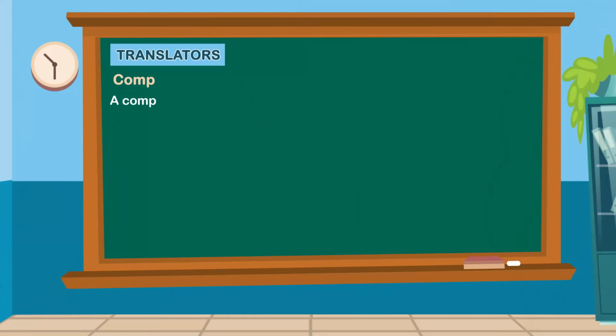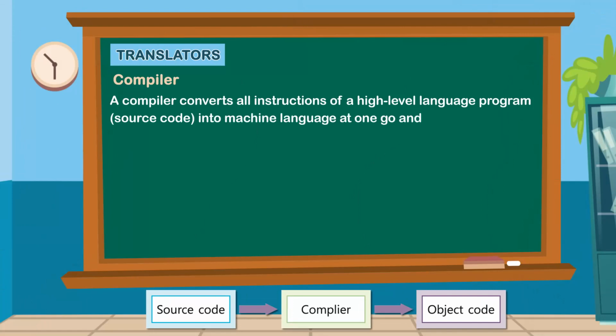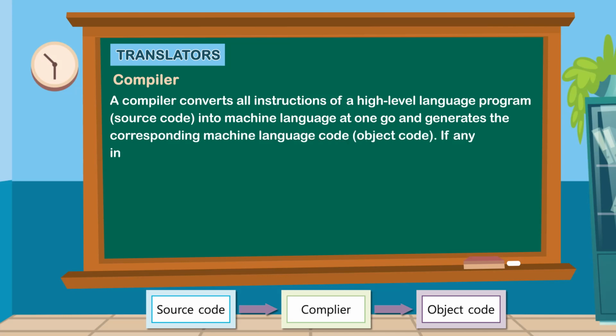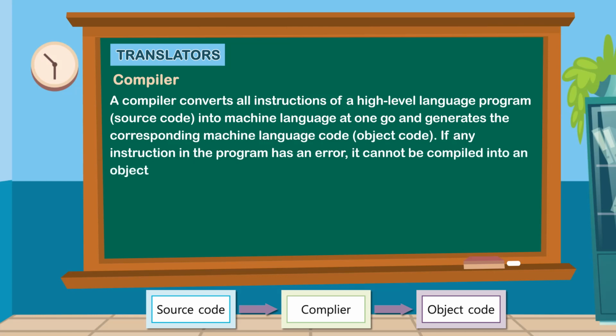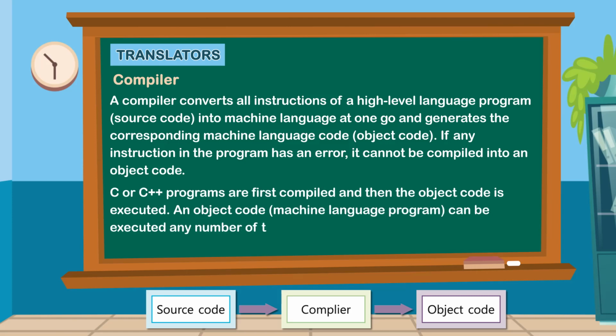Next, a compiler converts all instructions of a high-level language program, that is the source code, into machine language at one go and generates the corresponding machine language code, that is the object code. If any instruction in the program has an error, it cannot be compiled into an object code. C or C++ programs are first compiled and then the object code is executed. An object code can be executed any number of times without the need for the original program.